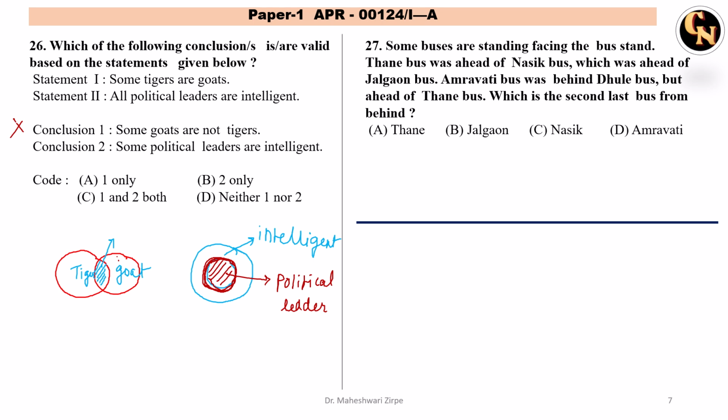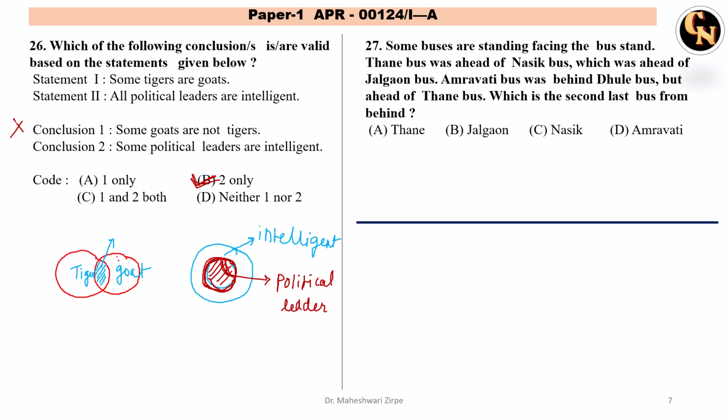Now the next conclusion is: some political leaders are intelligent. As all political leaders are intelligent, out of these some will be intelligent. Yes, some will be intelligent, as they already said all political leaders are intelligent. So according to this, only the second conclusion is correct. That is, only 2 will be the correct option. This is how you have to solve this.